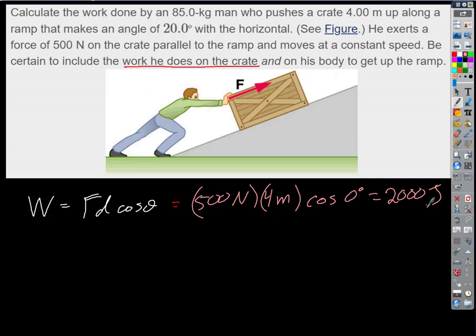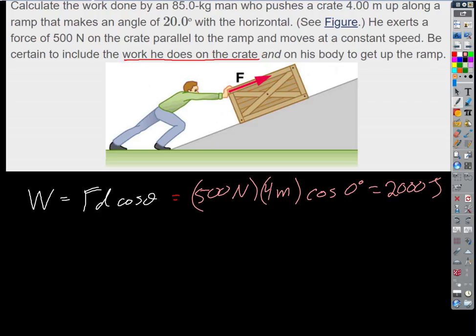Okay. How much work does he do on his own body? He's moving with the crate, isn't he? So we're saying that he's moving in the same direction as the crate. Is he pushing? What about that one? His displacement is also 4 meters then, right? Agreed? Okay, so how much work is he doing on his body?